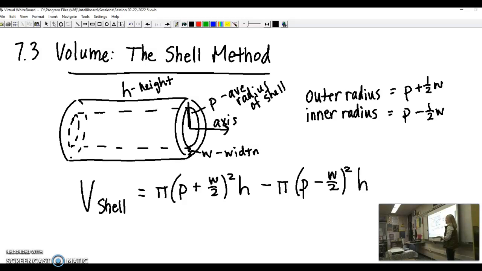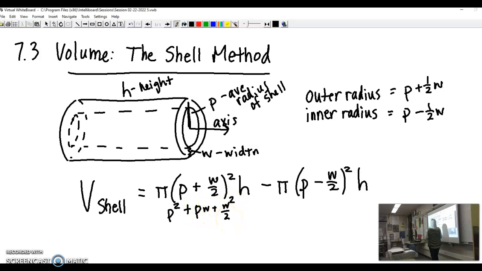But if I simplify this, we all know we can FOIL, right? If I FOIL this out, I have p squared, I have another p squared, right? I have 2p squared. But the inside and outside, I have a plus pw, and over here, I have a minus pw. Do we not like actually write that out? Yes, please. Okay, so I have p squared plus pw plus w squared over 2.